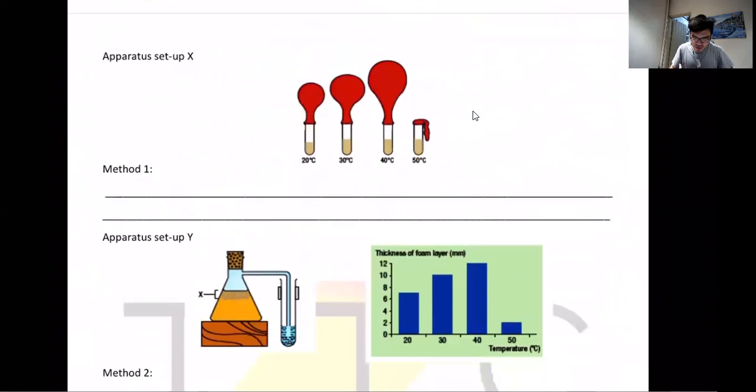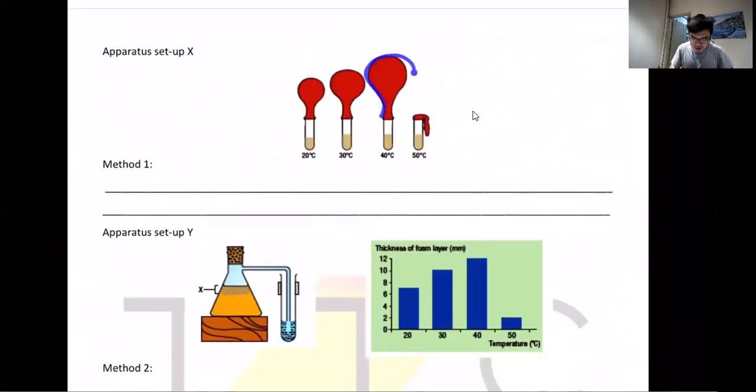Number one, you trap the carbon dioxide in a balloon. What do you see here? At 20 degrees, it releases this much. At 30, there's more. At 40, there's more, because 40 is the best temperature. At 50, the yeast died, so there's nothing already. They're not active. So that is method one.